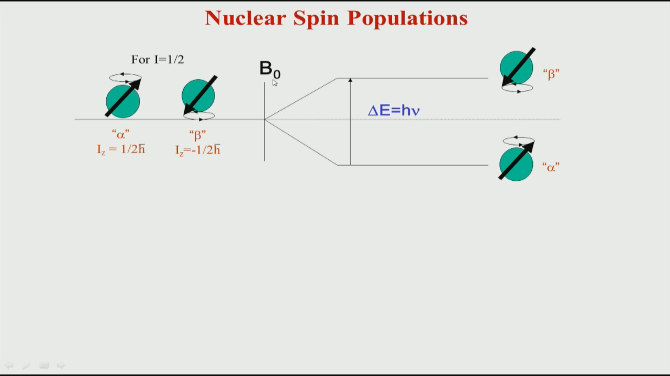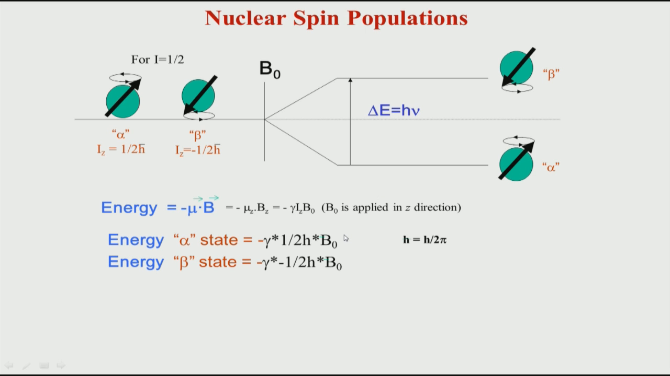For example, let us take a glass of water. You put it in a magnetic field, then the proton spins in the water will now get distributed between two states, that is what is shown here: the ground state and the upper state. Now, if you look at the energy difference between the two states, we call it delta E.